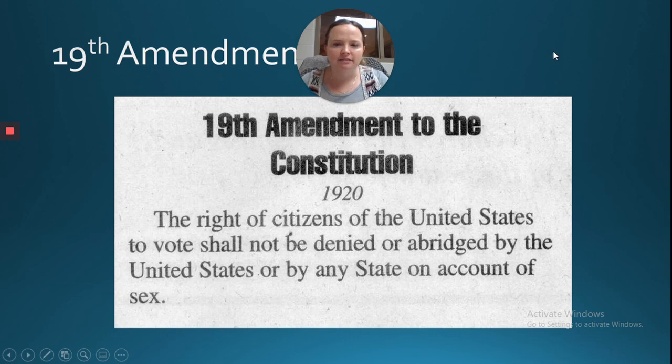And then finally, in 1920, the 19th Amendment to the Constitution was ratified, which says, the right of citizens of the United States to vote shall not be denied or abridged by the United States or by any state on account of sex. So there you have it. We finally gained the right to vote and a voice in government.